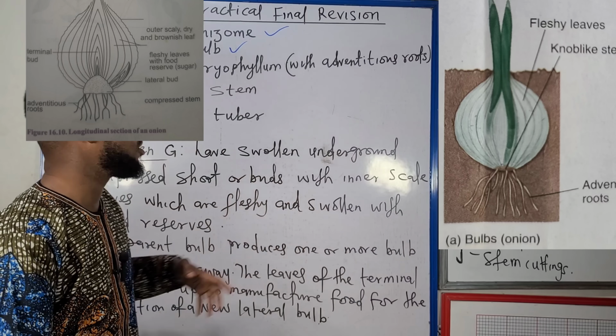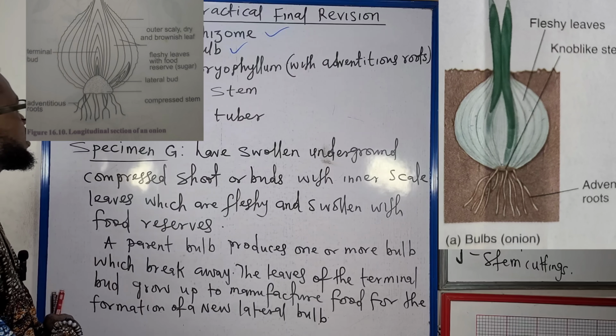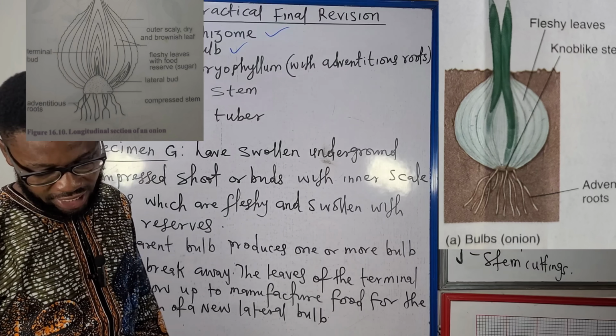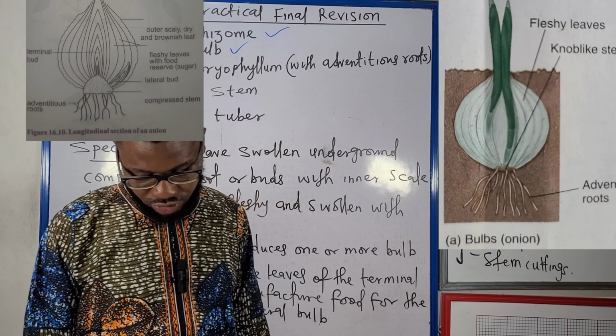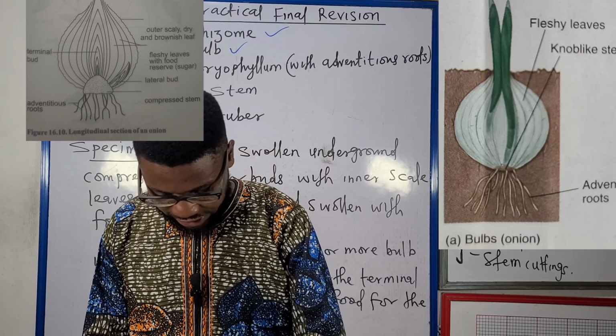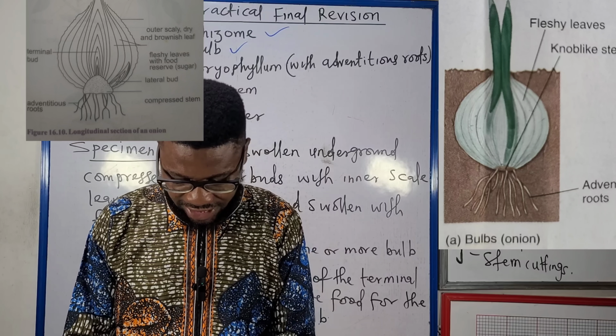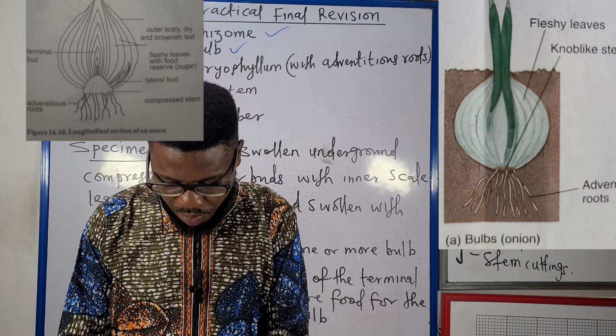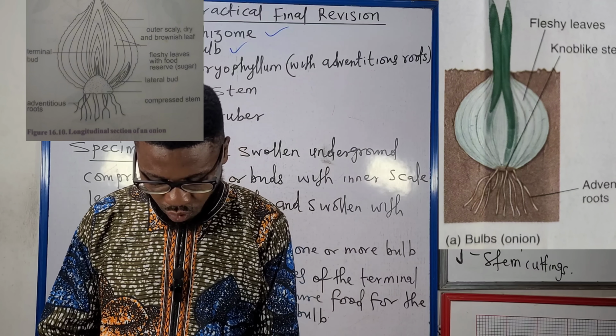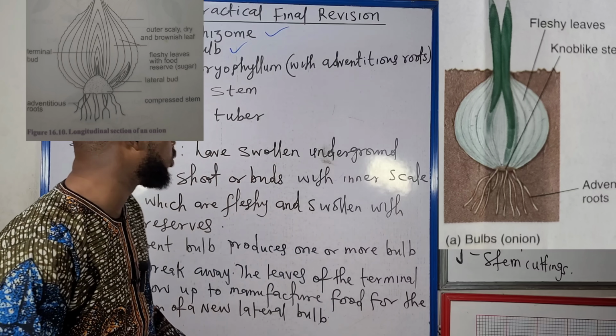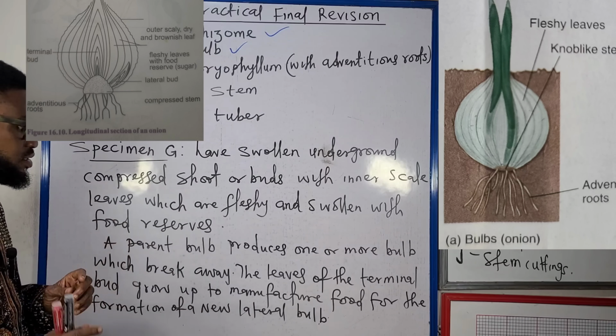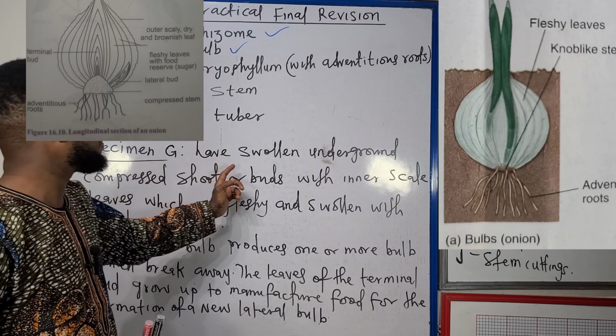So talking about the biological interest of specimen G, that's the onion bulb. As you can see in the diagram on your screen, you can see the compressed stem, the terminal bud, and the lateral bud. It is the lateral bud that breaks away to form an independent bulb. So that's the most important thing we need to understand here.